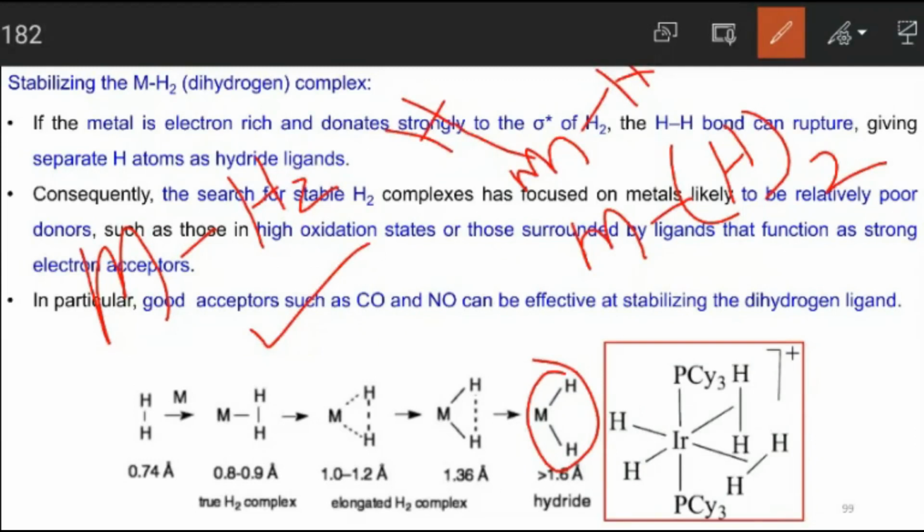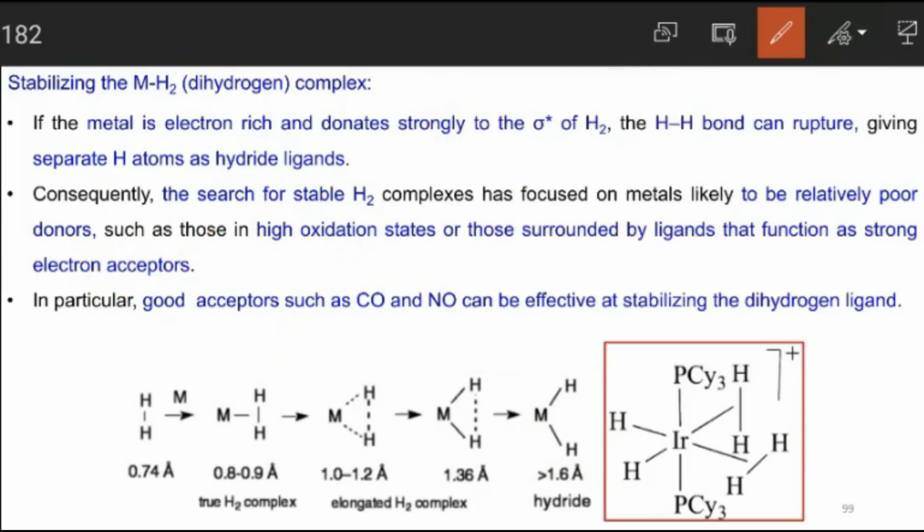How does it happen? Because of the pi back bonding, and we have studied the bond order will be reduced if I'm adding electrons into the anti-bonding orbital. Now I'm adding electrons to the anti-bonding orbital. Therefore, the bond order of hydrogen became zero. Therefore, they cleave and are added as simple hydrides to the metal center, and that we call the hydride. So this is the interesting aspect with respect to the dihydrogen ligand.